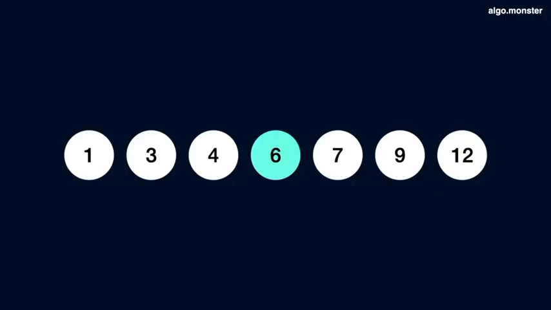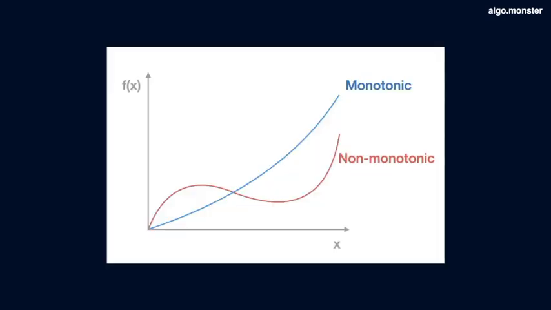Here's where binary search gets really powerful. Remember how in the vanilla version, we needed a sorted array to cut our search space in half? Turns out we don't actually need a sorted array. All we really need is a monotonic condition. A monotonic condition is one that only changes in one direction. If it's increasing, it won't ever decrease. And if it's decreasing, it won't ever increase.